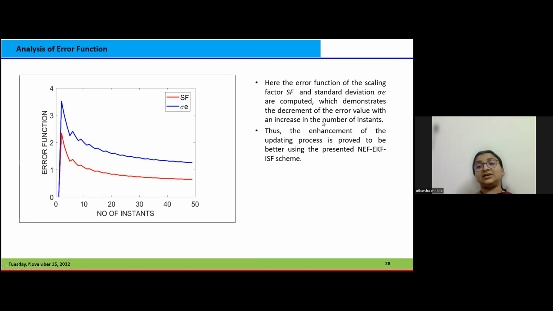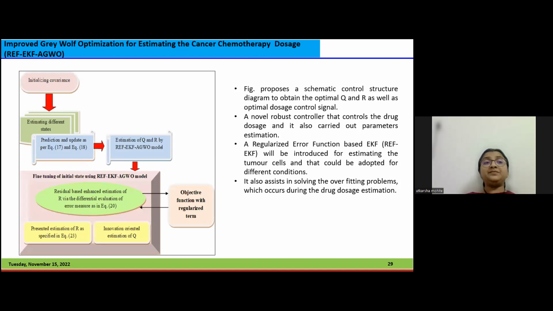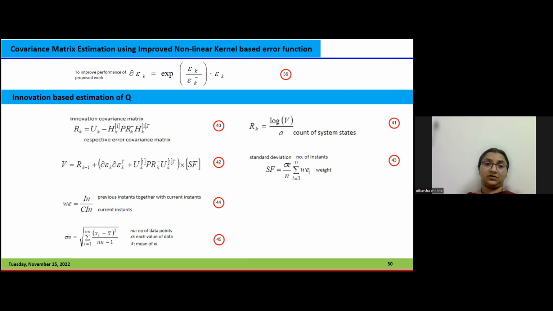The scaling factors and the standard deviations are computed, with the demonstrations and decrement of the error values with an increase in the number of instances. That is the critical part on which we have focused, the error functions. Again, the adaptive gray wolf optimization concept we have discovered, where we have to re-enhance the system in such a way that the amount of cancer cells is destroyed in a limited period of time.